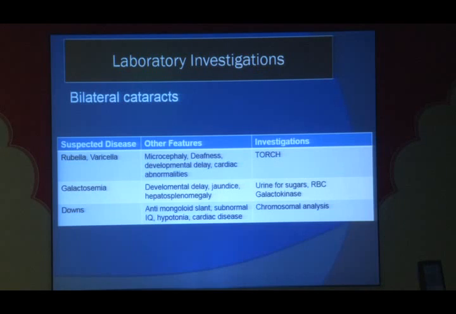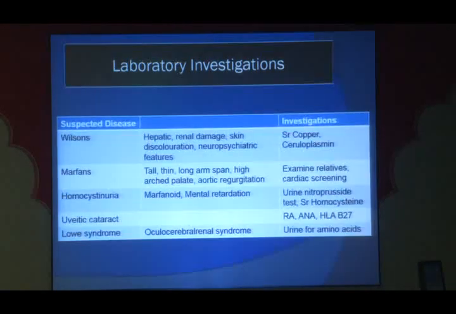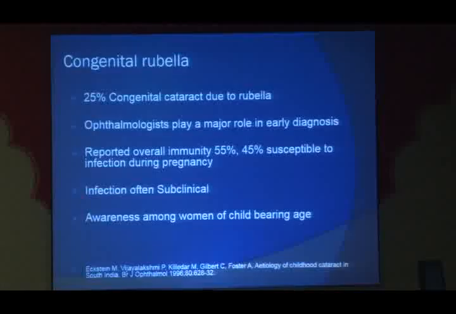Accordingly, we do a TORCH screen, or we do a urine test for sugars, RBC galactokinase for galactosemia. In Lowe syndrome, we would do urine for amino acids. If we are suspecting Marfan's, we would do a cardiac screening, depending upon the child's presentation.